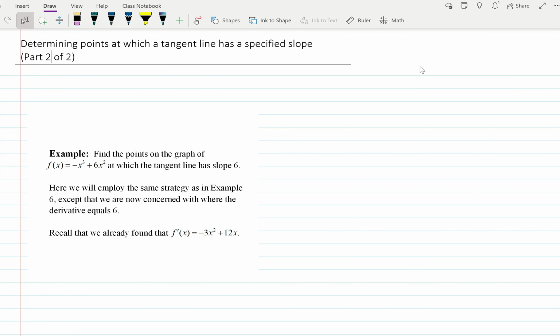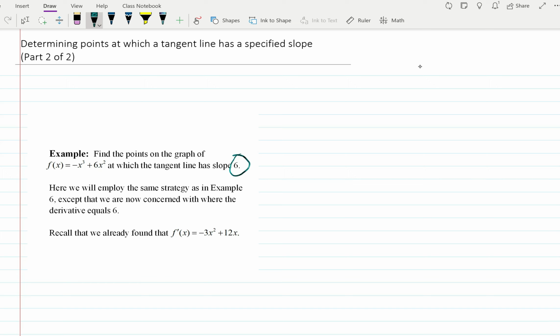So this is part 2. Our second example says to find the points on the graph of f of x, which equals negative x to the third plus 6x squared. It's the same function, at which the tangent line this time has a slope of 6. So we're going to use the same strategy that we did in the previous example, except now we're concerned where the derivative equals 6.